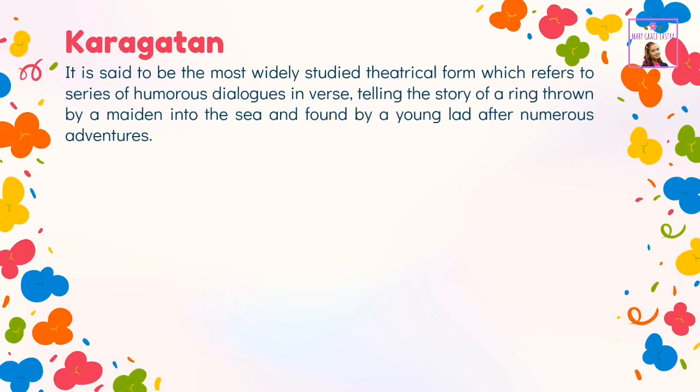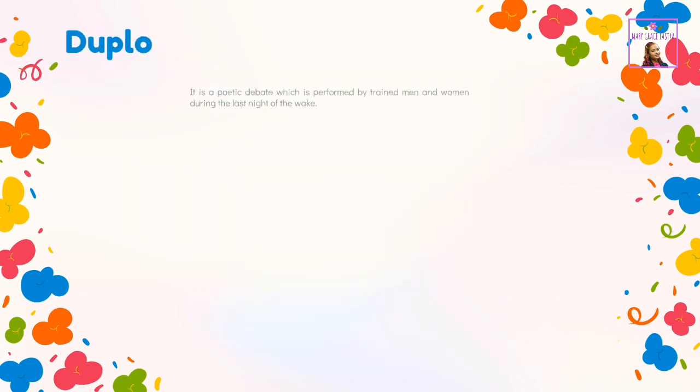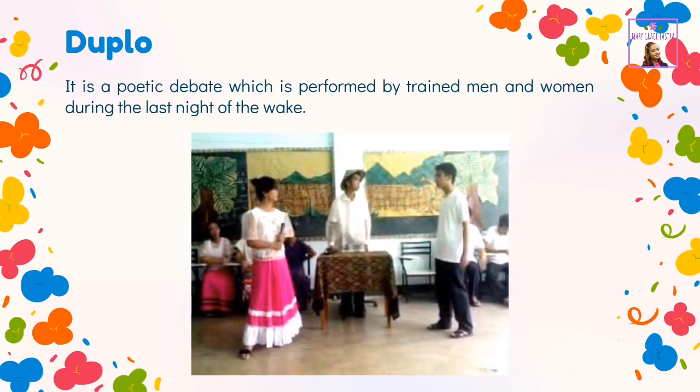Karagatan. It is said to be the most widely studied theatrical form, which refers to a series of humorous dialogues in verse, telling the story of a ring thrown by a maiden into the sea and found by a young lad after numerous adventures. Duplo. It is a poetic debate which is performed by trained men and women during the last night of the wake.